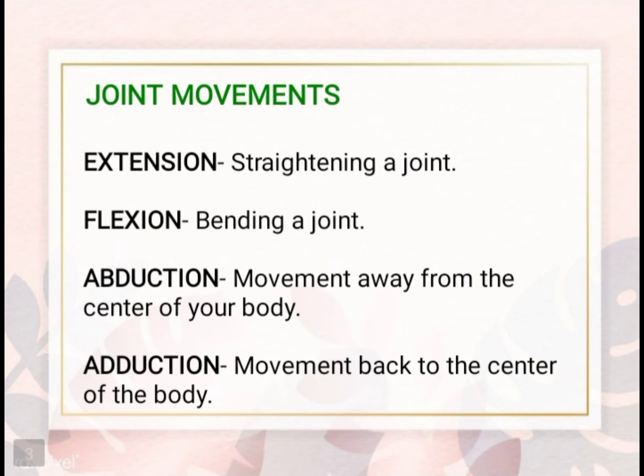Abduction is movement away from the center of your body. A good example of abduction is doing jumping jacks or lifting your arm or leg to get dressed. Adduction is movement back to the center of the body. An example of adduction is returning your arm to your side after waving or standing with your legs together.